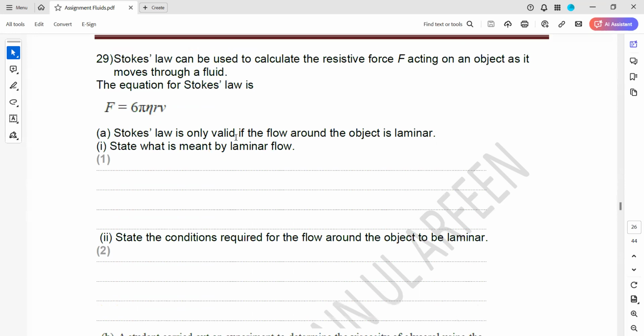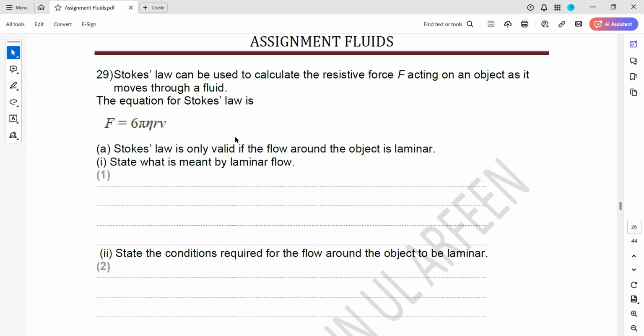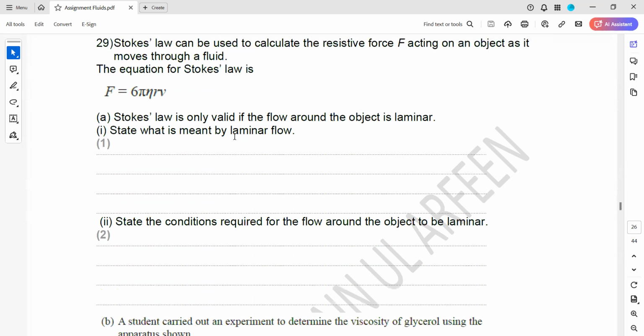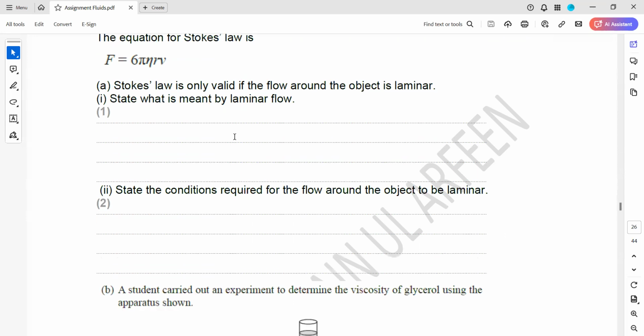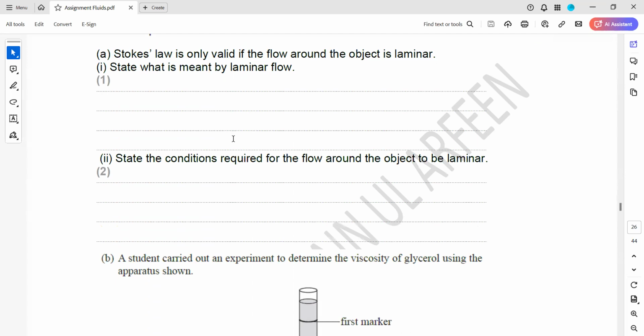The next is Stokes' law, which can be used to calculate the resistive force acting on an object which moves through a fluid using the equation 6 pi eta r v. Stokes' law is only valid if the flow is laminar. What is meant by the term laminar flow? Laminar flow means there's no abrupt change in direction or speed.